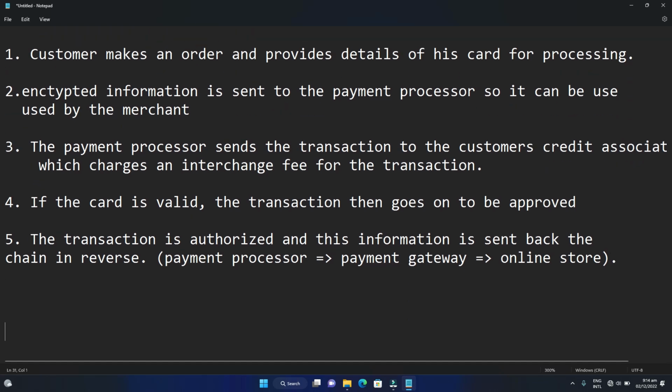Now, what's the next question? Let's move on to the next question. The next question says, discuss any four traditional types of e-commerce.